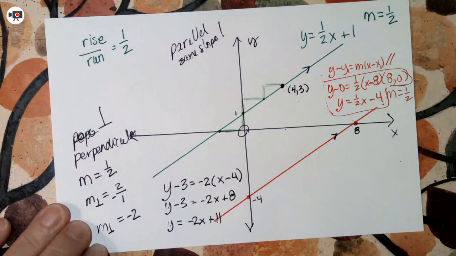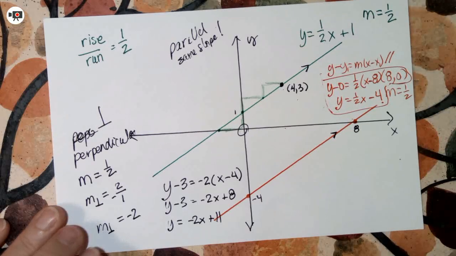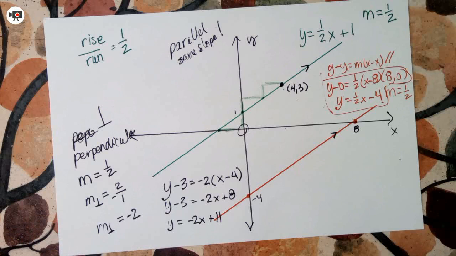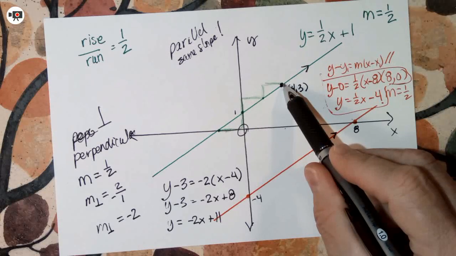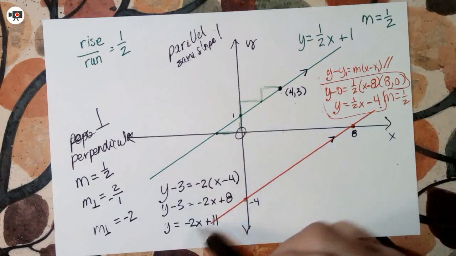Something's wrong. Oh, here we go. It's not wrong. I was looking at it wrong. I want perpendicular. Okay, so it's going to go through this point, and it's going to be perpendicular.